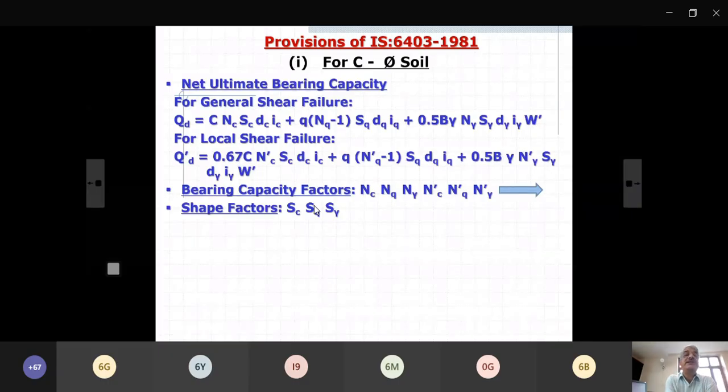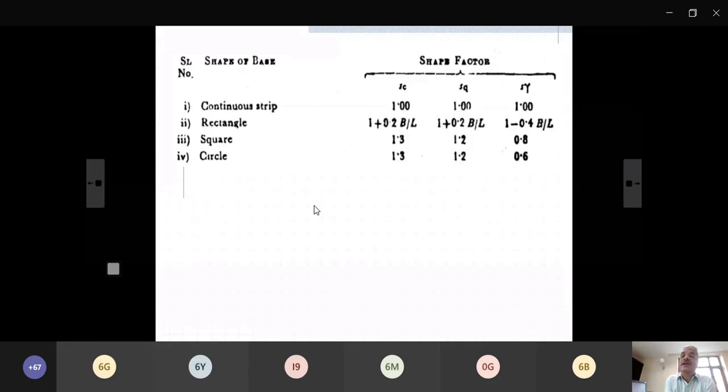Now in these equations, we have seen NC, we have seen NQ, we have seen N gamma. Next is SC, SQ and S gamma. They are called shape factors. They depend on the shape of your footing. How is the shape of your footing? And their values are also given in the IS code.